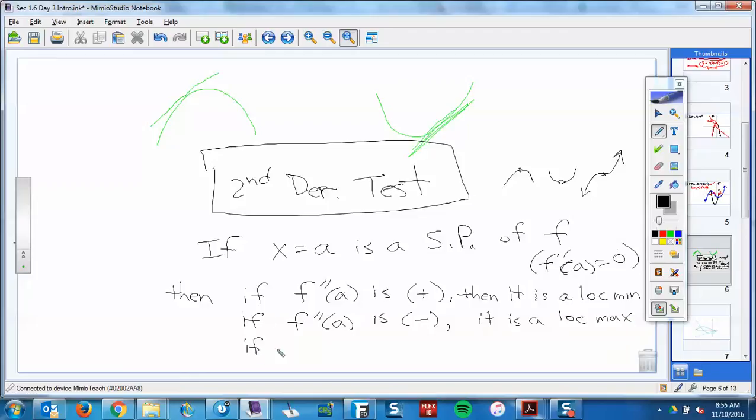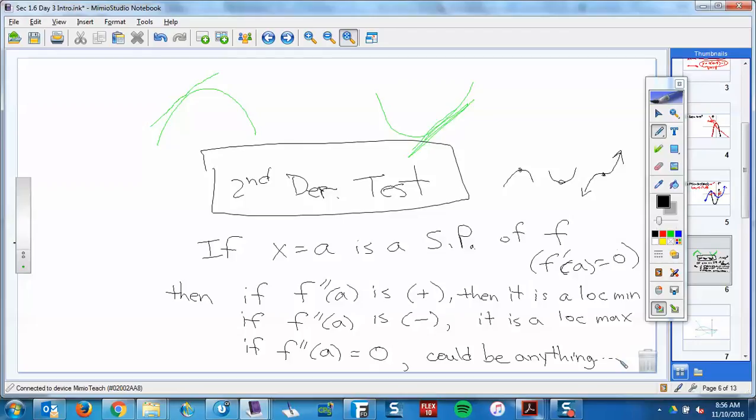Now, if f double prime of a is also 0, it could be anything. We don't know. It could be a flat spot, it might be a local max or min. It could be whatever. We don't know. So if you have a stationary point, if the first derivative is 0 and the second derivative is 0, who knows, right? So you probably do the first derivative test, okay?